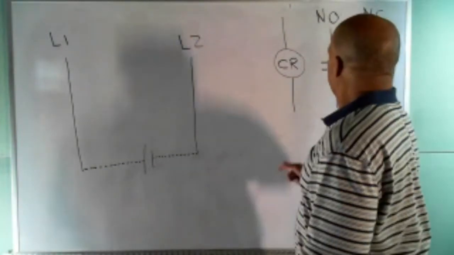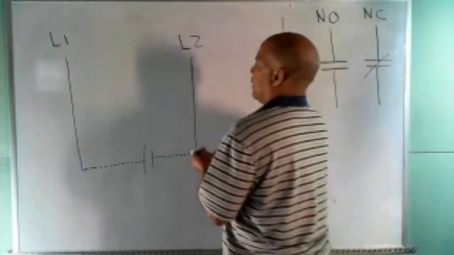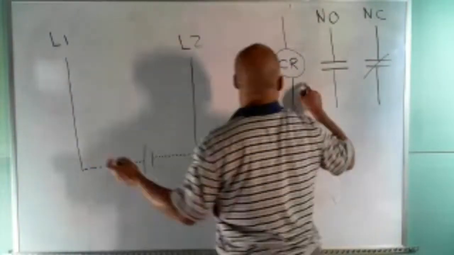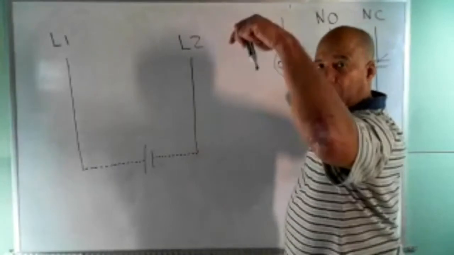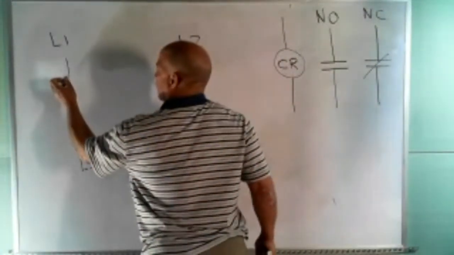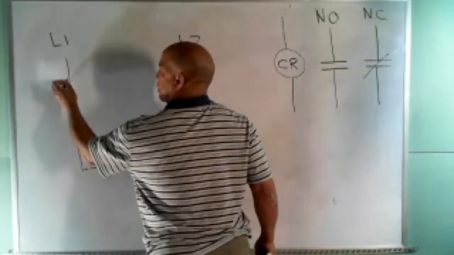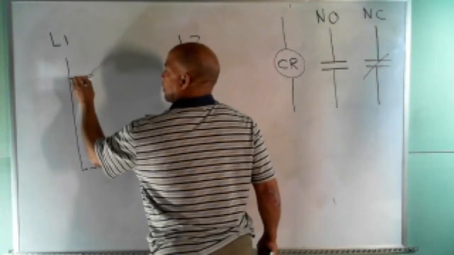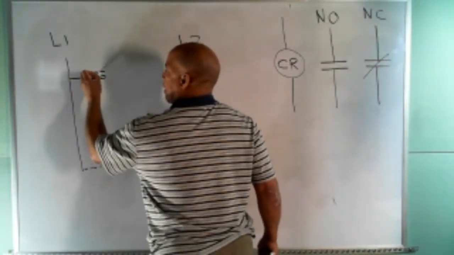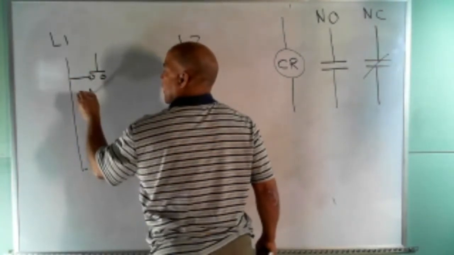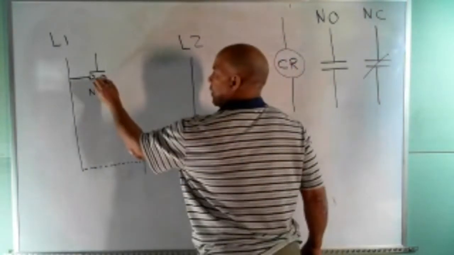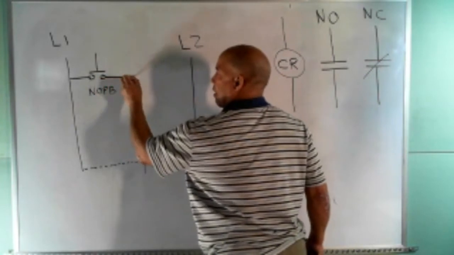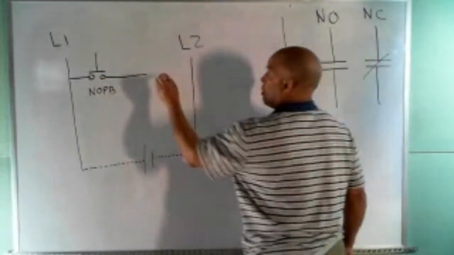What I can do is hook up this relay coil, but I want to be able to control it with a push button. So I'm going to take a wire and connect to L1, and I'm going to put a normally open push button right there. And then over here, I'm going to put that relay coil.